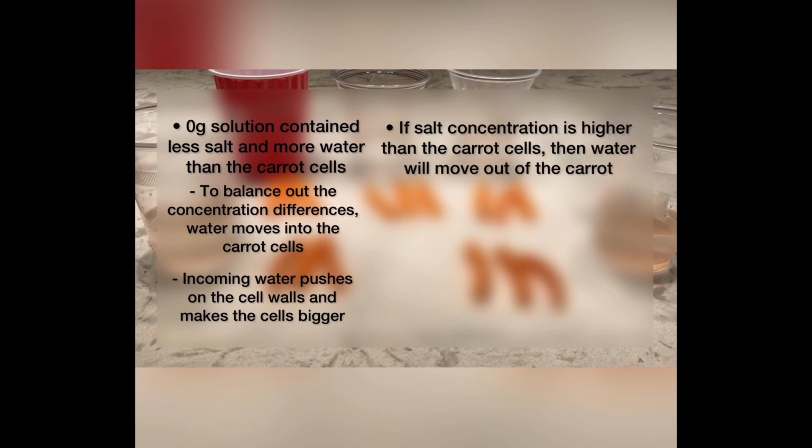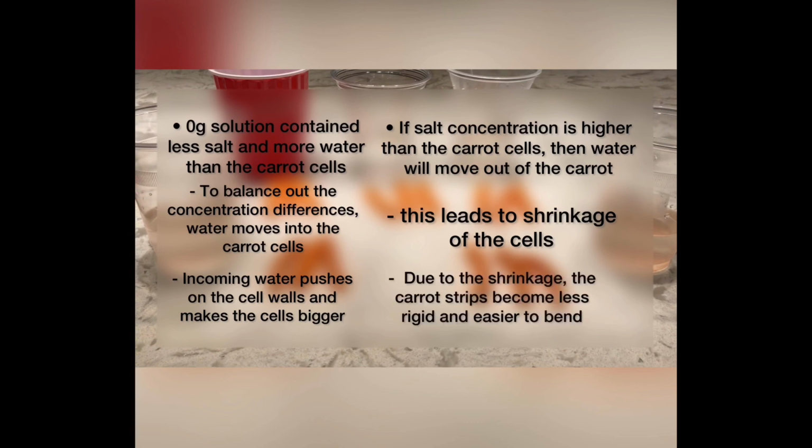The opposite of this is the case of the higher concentrated salt solutions. If the salt concentration is higher than the carrot cells, then the water moves out of the carrot. This leads to shrinkage of the cells, resulting in the strips becoming shorter in length. Due to the shrinking of the cells, the carrot strips become less rigid and easier to bend.